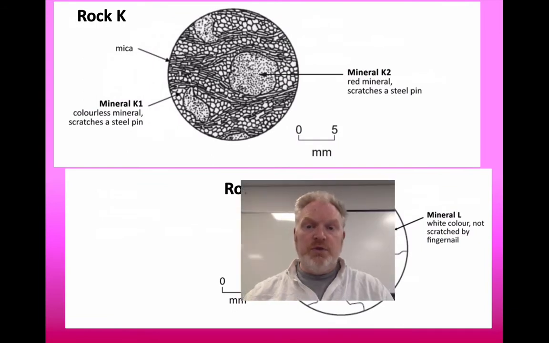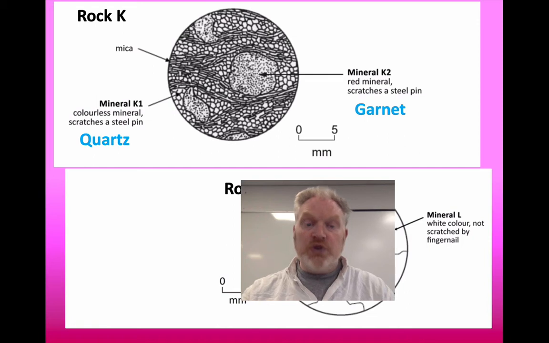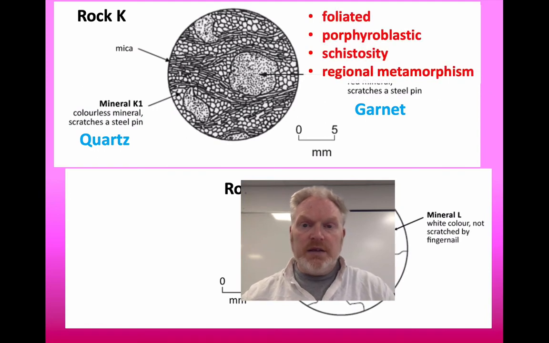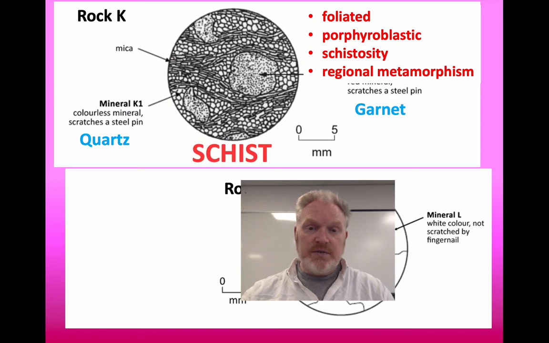Rock K then, 2 minerals to identify. We've got a colourless mineral that's quite hard, so that's quartz. And this red mineral that's very hard, scratches a steel pin, is going to be garnet. We also have mica in there. Now, because that mica is aligned, this rock is foliated. It's also porphyroblastic because we've got those big crystals of garnet that have grown in there. The alignment of the mica, though, makes schistosity, and again, it's formed by regional metamorphism. So this particular rock is also a schist.